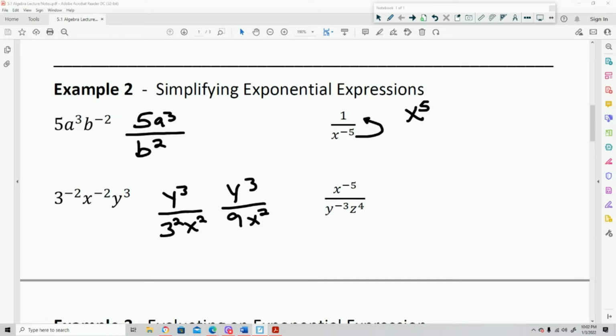Okay, looking at this one, the last one in this set. We have a negative here and a negative here that need to be dealt with. This 4 is fine. So the z^4 is going to stay. Okay, and I will leave it here. That's kind of a big mark, but that's okay. It's a z^4. Now the x^-5 moves to the bottom, and when you move it to the bottom, it becomes x positive 5. The only thing that changes is the exponent.